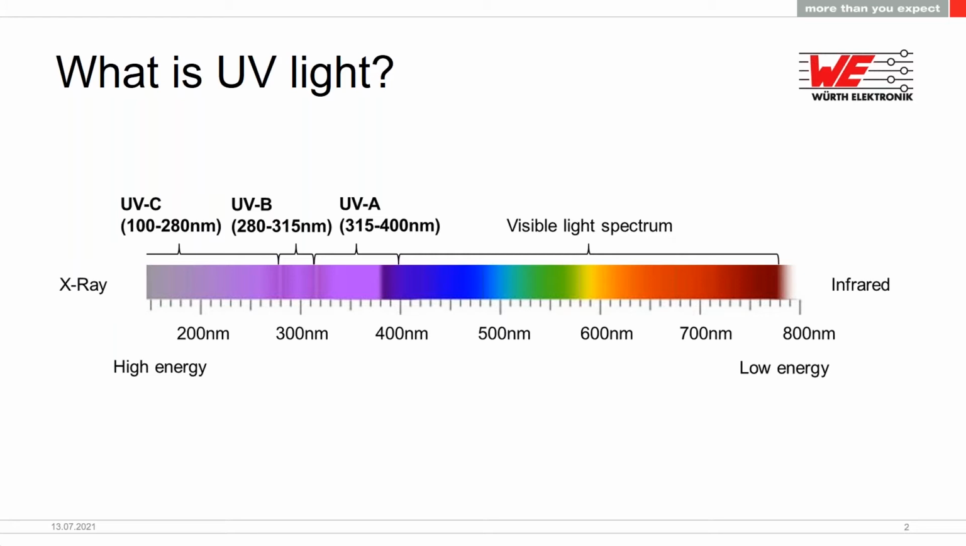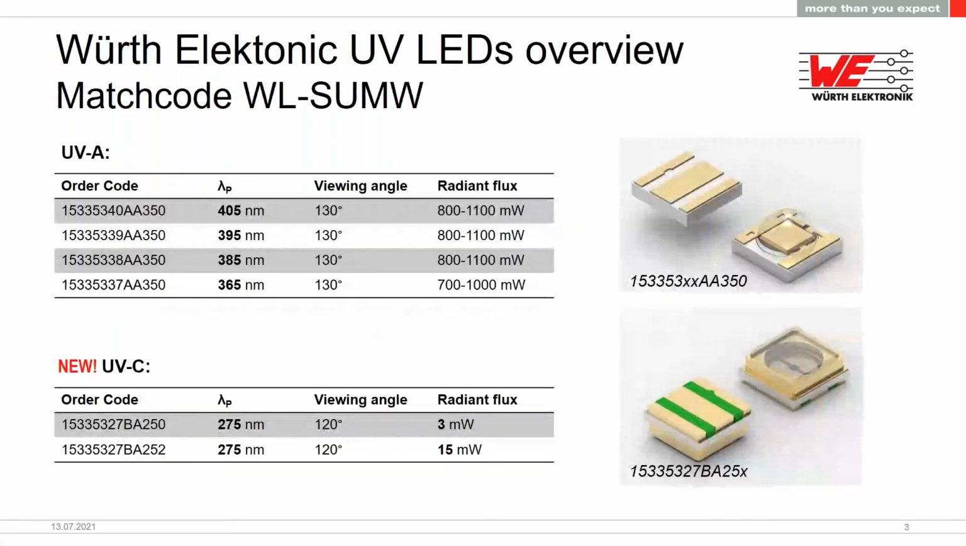Currently in our portfolio, we do have UVA and UVC LEDs. You can find them on our website under the match code WLSUMW. There we have UVA LEDs with different wavelengths from 365 nanometers to 405 nanometers. And now also new, we have UVC LEDs with a peak wavelength of 275 nanometers.